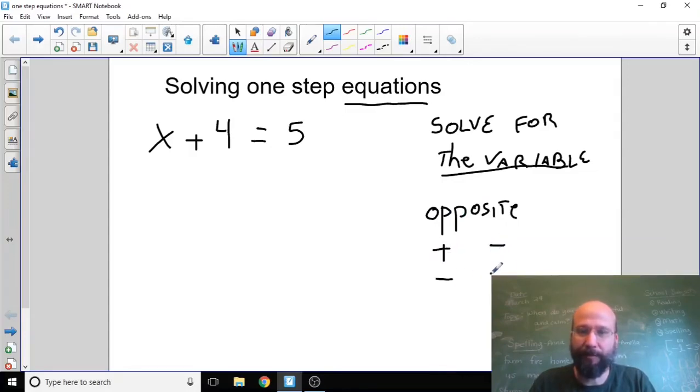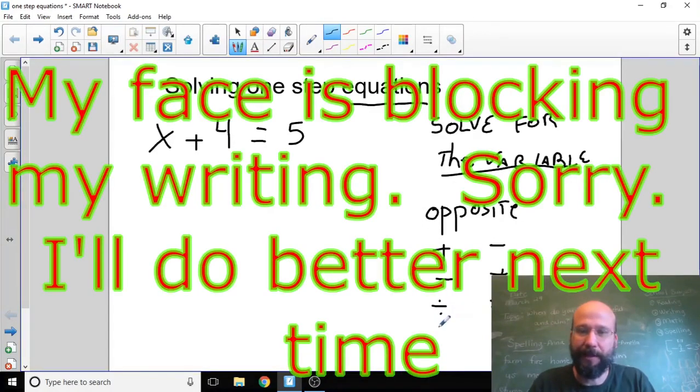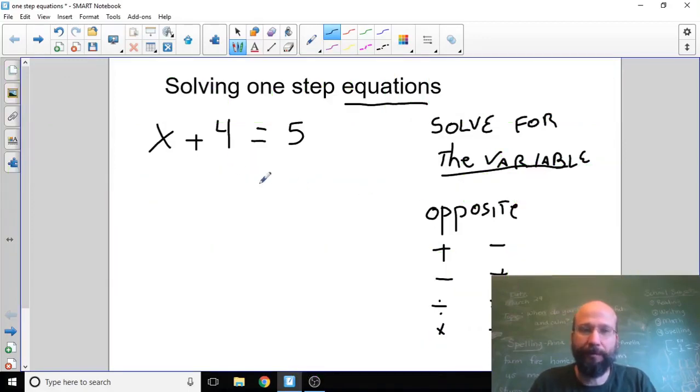The opposite of minus would be plus. The opposite of division would be multiplication. The opposite of multiplication would be division. And I'll go over more specifics in a second, with more examples. But for this one, since we see a plus, we know that the opposite is minus, so we're going to move this 4 to the other side, we're going to subtract 4 from both sides.